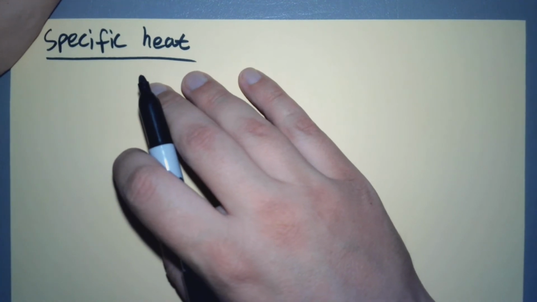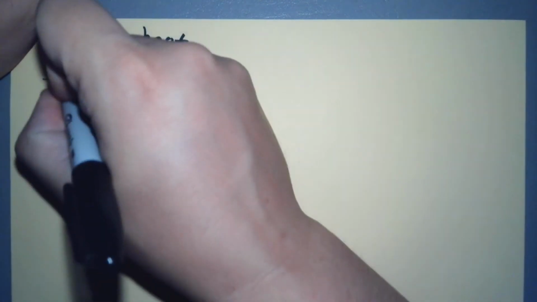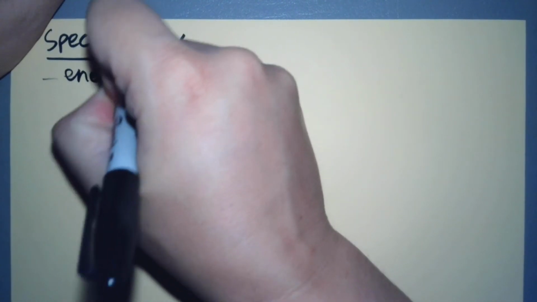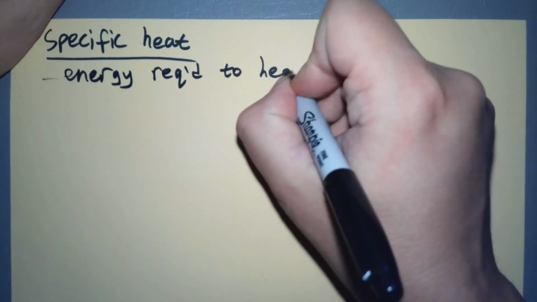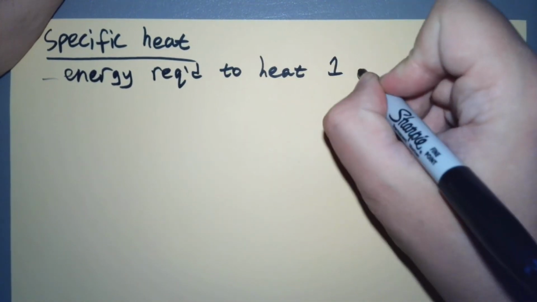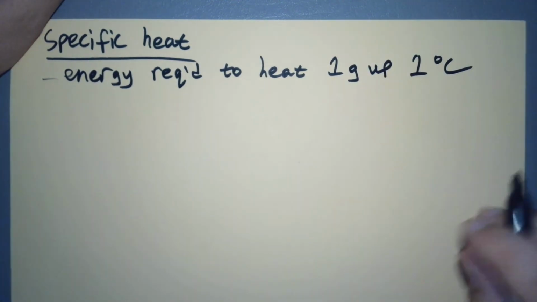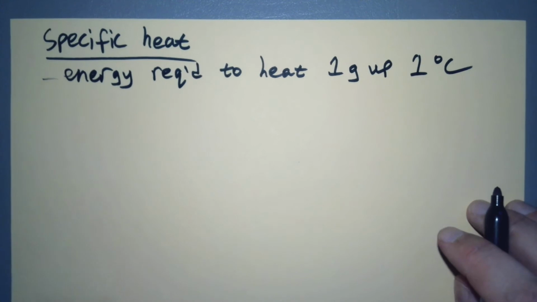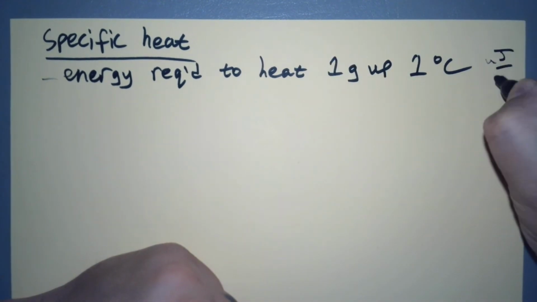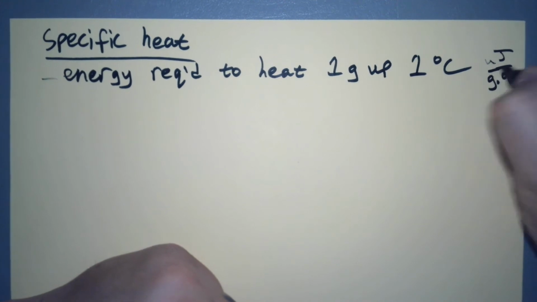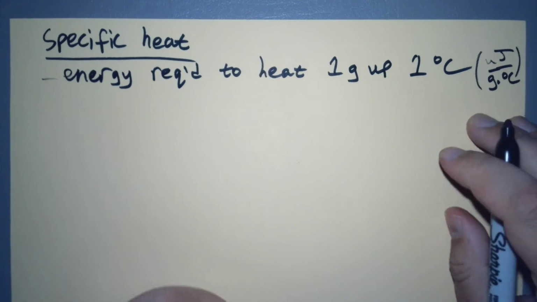So, specific heat is the energy, so it's a constant for a material, and it's the energy required to heat 1 gram up by 1 degree Celsius. And so that means it's going to have units of joules per gram degree Celsius. How's that for fun? So it'll be some number, and that number is going to change depending on what the material is.